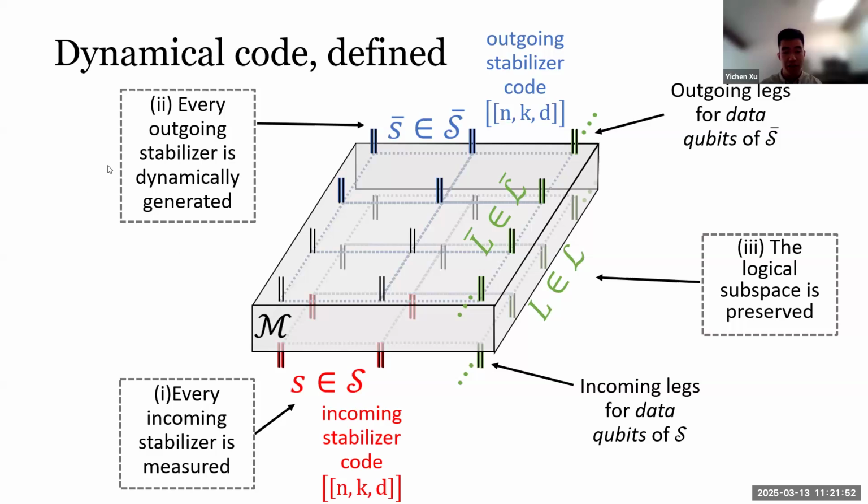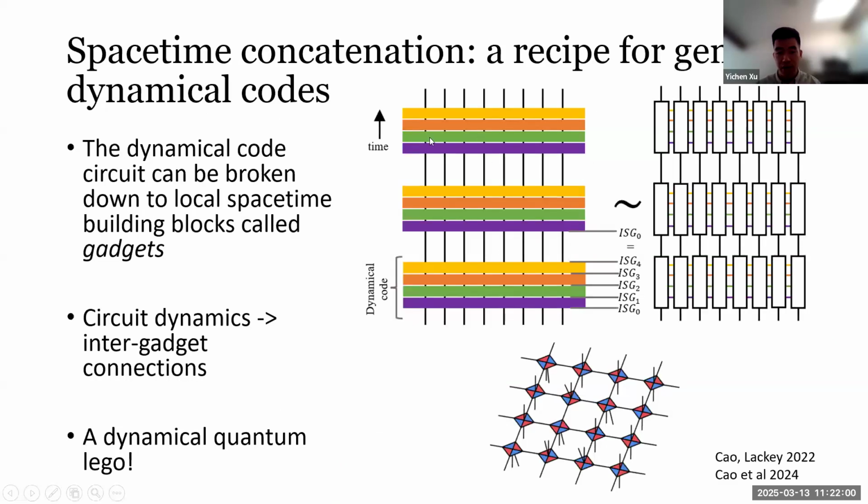So our strategy of constructing this dynamical code is what we call a gadget decomposition. So we break down our dynamical codes into small blocks in spacetime, and these blocks are connected to each other, and these connections can be viewed as a temporal dynamics. So in this way, we can materialize all these constraints that we put on dynamical codes to the level of this local gadget.